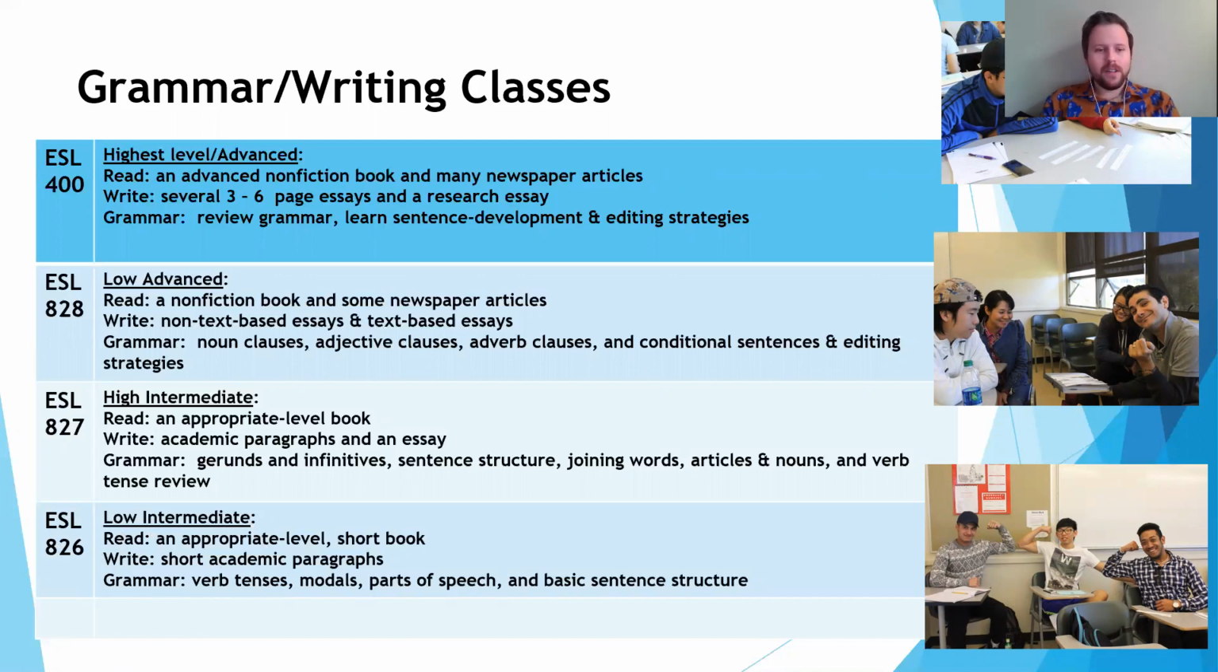After that class, we have high intermediate, where you will also read an appropriate level book, but this time you are writing academic paragraphs and an essay. So we're moving from one paragraph to multiple paragraphs. Some of the grammar you will learn includes gerunds and infinitives, sentence structure, joining words, articles and nouns, and verb tense review.